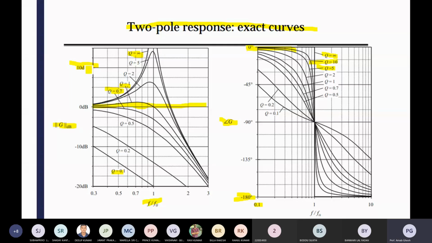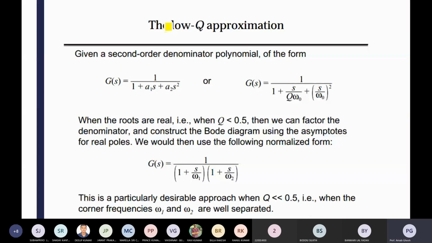So now the low Q approximations. Okay, if the value of Q is low, then for a given second order denominator polynomial, you know the basic form of the polynomial. Okay, you can represent it in this manner also, no problem.